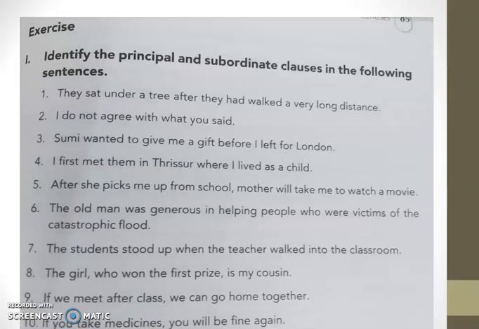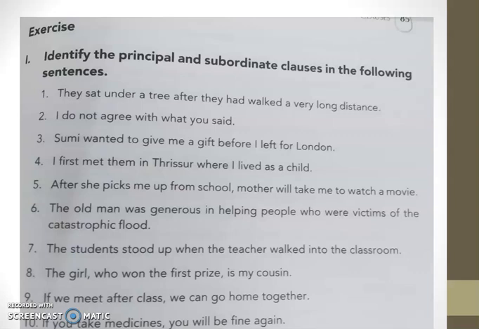Third question, Sumi wanted to give me a gift before I left for London. So here the two parts could be split like this. Sumi wanted to give me a gift is the first part. Before I left for London is the second part. So Sumi wanted to give me a gift is the independent clause, and before I left for London is the dependent clause. Coming to the fourth question, I first met them in Thrissur where I lived as a child.